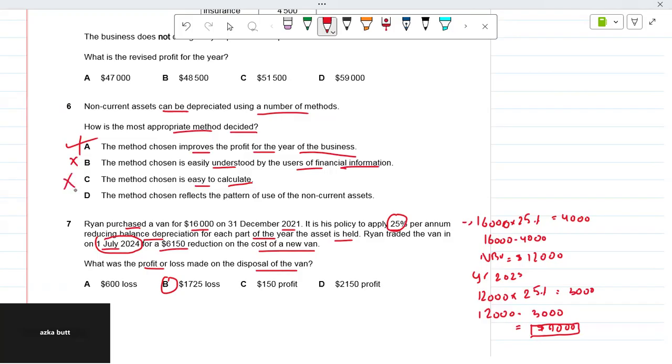Let's see the D. The method chosen reflects the pattern of use of the non-current assets. So the most appropriate depreciation method is one that best matches the pattern in which the asset's economic benefits are consumed. So this ensures that the depreciation expense accurately reflects the asset usage over time. So this is the correct criterion for selecting a depreciation method. D option is the right option.